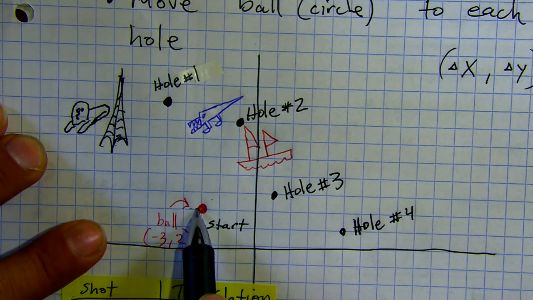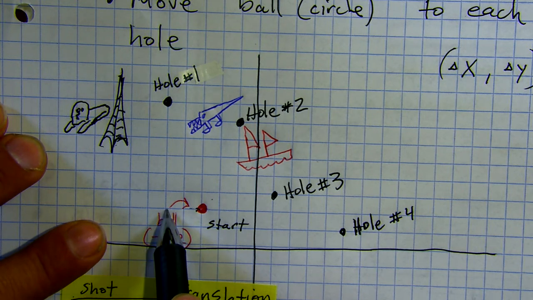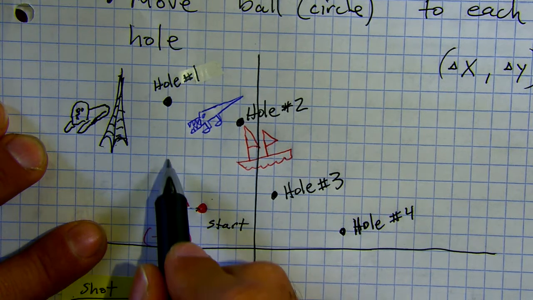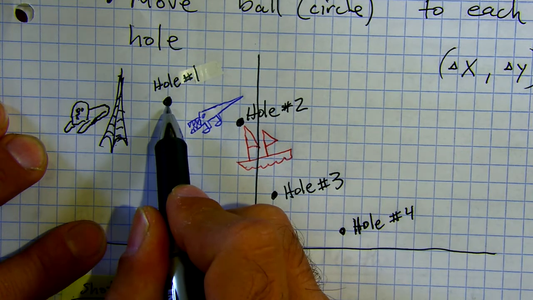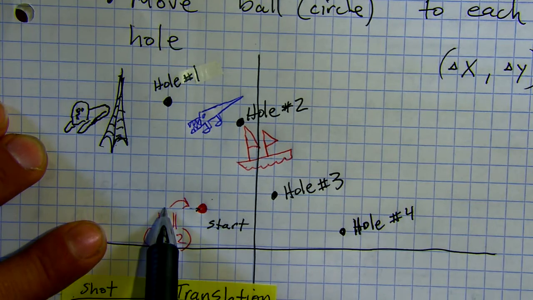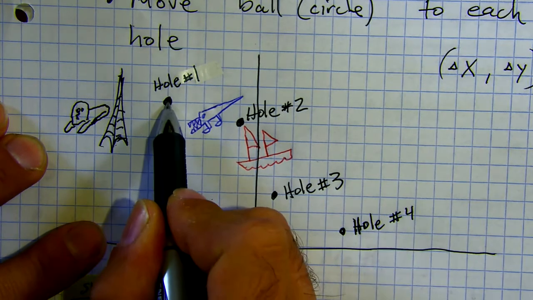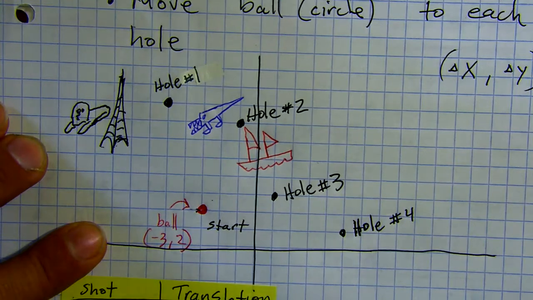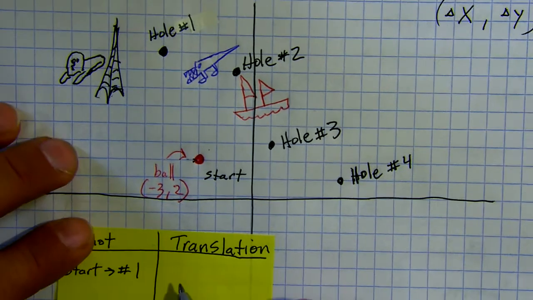I see that the x goes -2, 1, 2. And then what happens with the y? 1, 2, 3, 4, 5, 6. Ah, so the x is -2, the y is +6. And that's how we get that ball in that hole. Okay? So we're going to write it this way. You don't have to write these down yet.